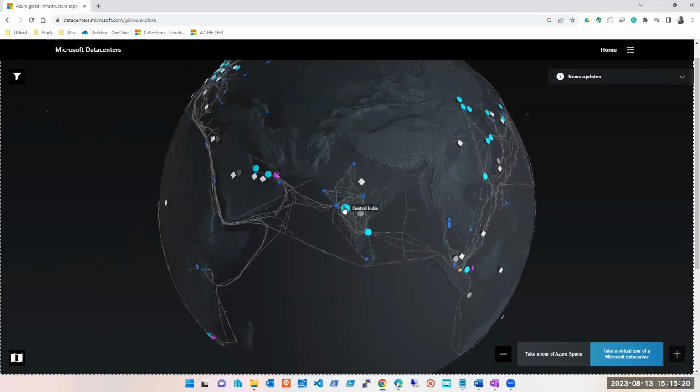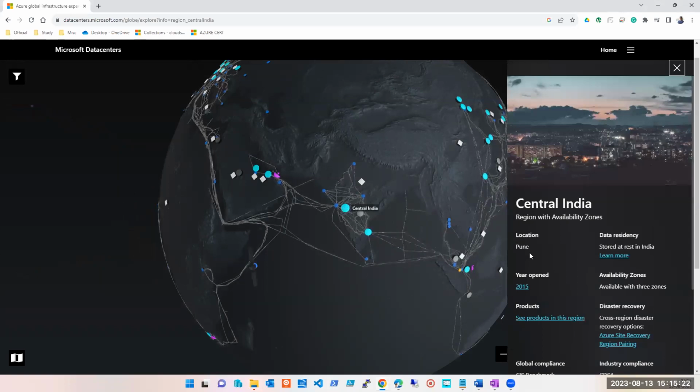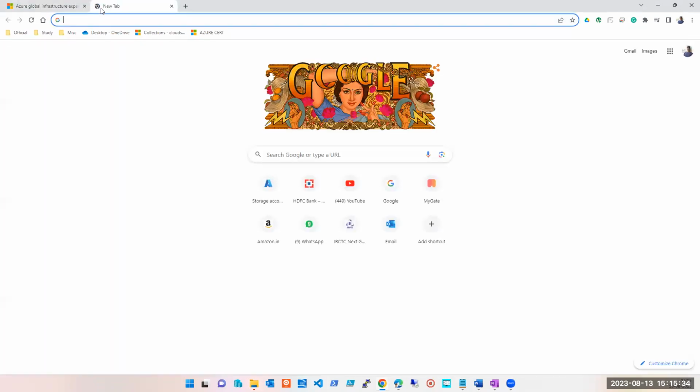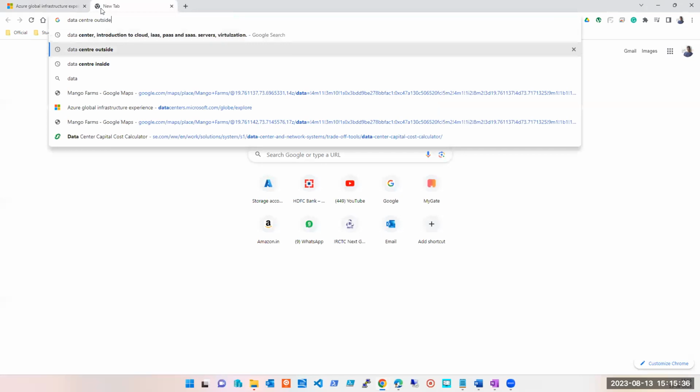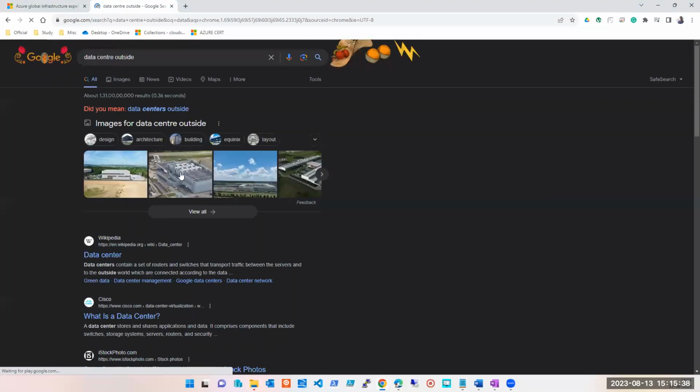If I'm saying that I have a region in central India, which is Pune, it has only one data center. Now, when I say one data center, that does not mean one building. I'm not saying one building, guys. One data center. I've already explained it to you. I showed you the data center, right? This is one data center, not one standalone building.